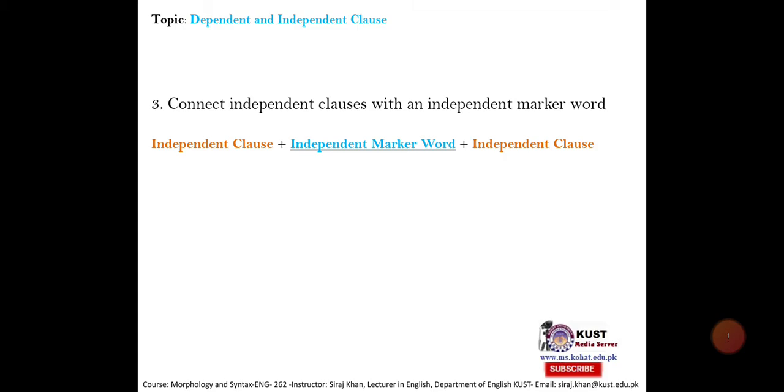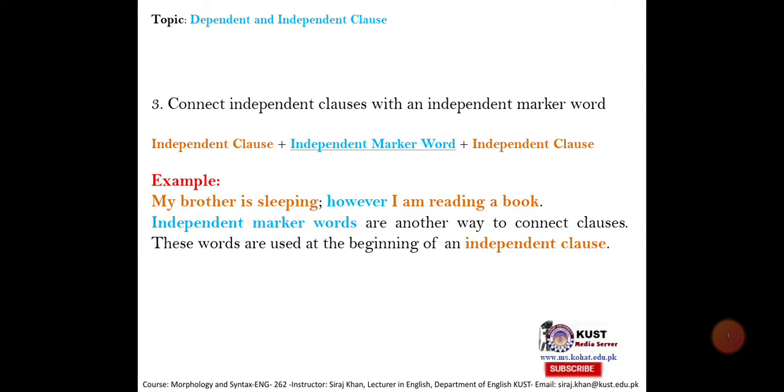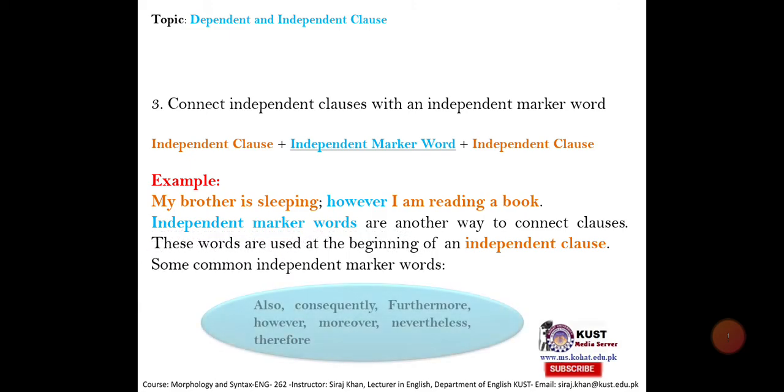It connects independent clauses with an independent marker word: independent clause, independent marker word, independent clause. For example, my brother is sleeping; however, I am reading a book. Independent marker words are another way to connect clauses. These words are used at the beginning of independent clauses. Some common independent marker words are also, consequently, furthermore, however, moreover, nevertheless, and therefore. And these are also called conjunctive adverbs.